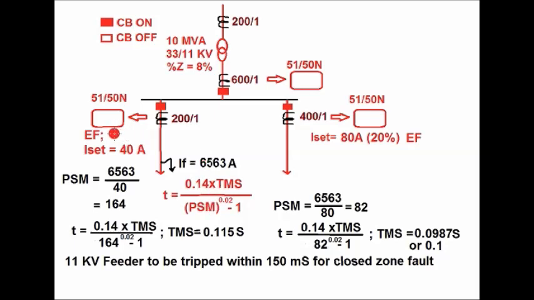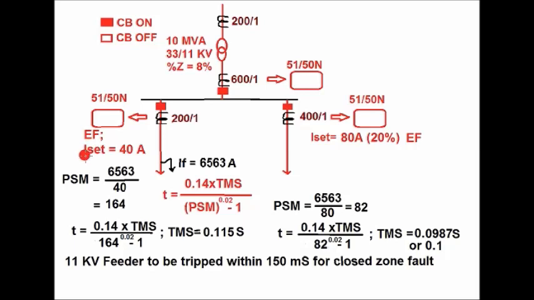Now I will calculate the TMS setting for the earth fault relay for the 11 kV feeder and LV side of the transformer. Again, it is delta star connected, so any earth fault occurring on the LV side will convert to an overcurrent on the HV side, and that is why the earth fault relay on the HV side should be disabled, since it is the delta side, the 33 kV side. Considering that the source impedance is negligible and the fault current is the same as the three-phase overcurrent, the earth fault current is 6563 ampere.